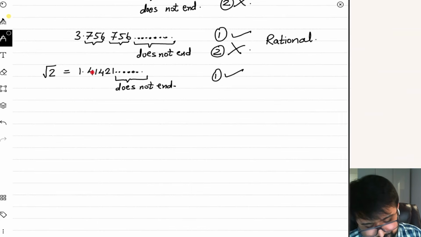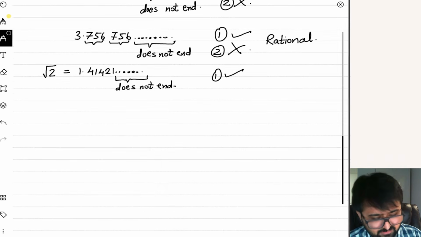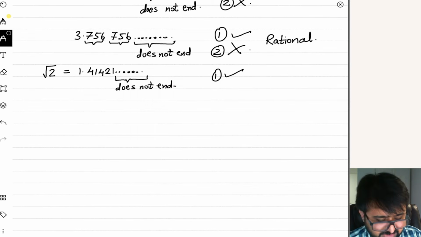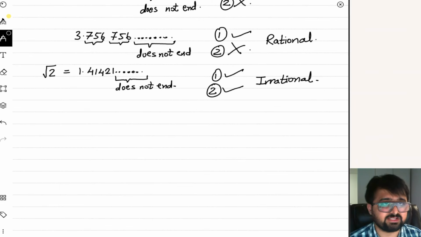Condition number 2, there shouldn't be any repeating pattern. If you see condition number 2, no repetitive pattern. Now, I really don't see any pattern here that I can really make out. 4, 1, 4, 2, 1. So there is no pattern that I can see. So if there is no pattern, the condition 2 is also satisfied. If condition 1 and 2 both are satisfied, then it's an irrational number. Okay, I hope that makes sense.